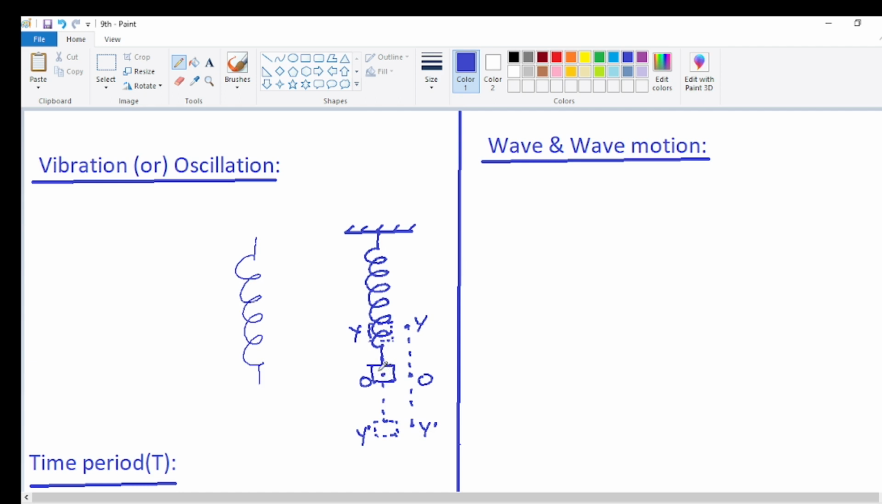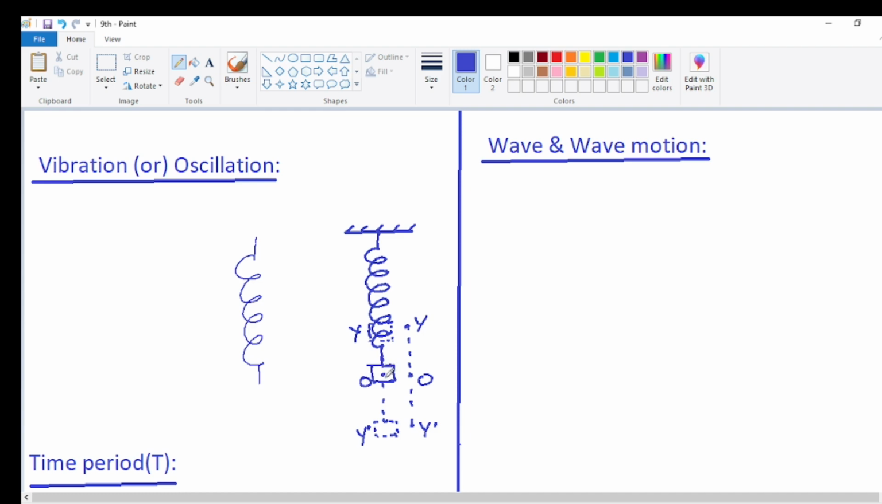Initially the load is at its position of rest, the initial position of rest. This is called the mean position. These terms are very important. So the initial position of rest is called the mean position. It's denoted as O. This initial position, the center of the load, is denoted as O.